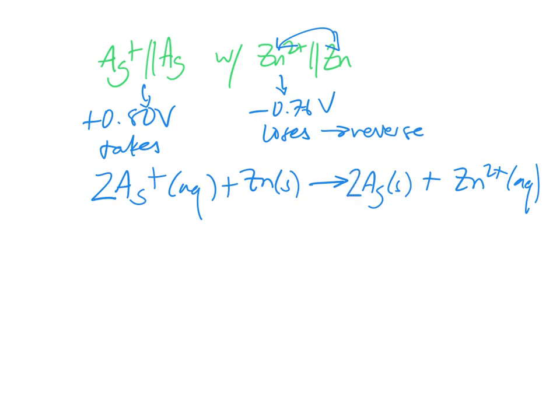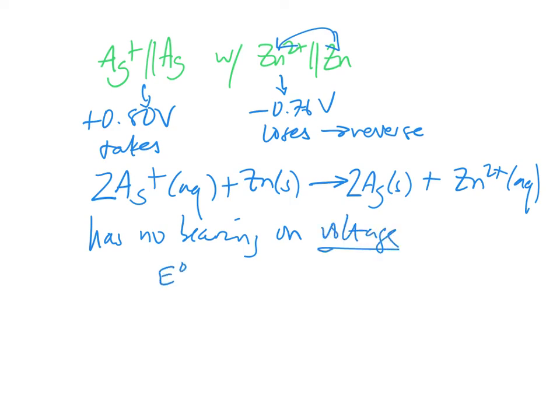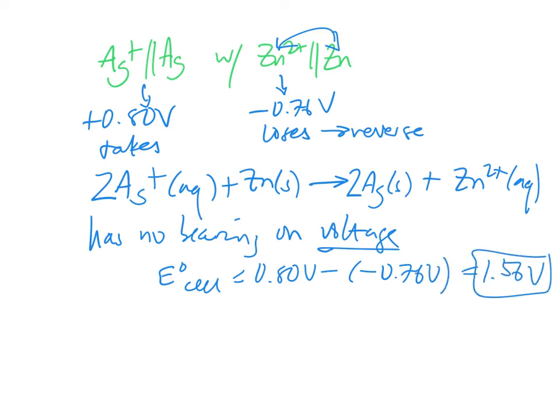That's important from a balancing equation standpoint. It has no bearing on the standard voltage. Right, the voltage would still just be the normal 0.80 volts minus a negative 0.76 volts. We do not double that. We don't double it just because there's 2 silvers.